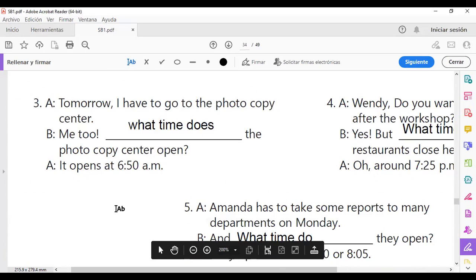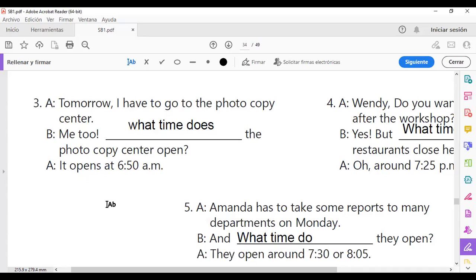Tomorrow I have to go to the photocopy center. Me too. What time does the photocopy center open? It opens at 6:50. So, more volunteers, please.